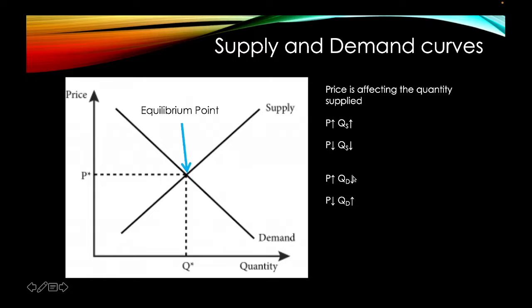Not the demand, the quantity demanded. It's just the quantity that is affected by the price. Demand is affected by something completely different, but we won't talk about that today. And if the price is decreasing, then the quantity demanded will increase, because if you get the same item with a cheaper price, then obviously you would want more of that item.